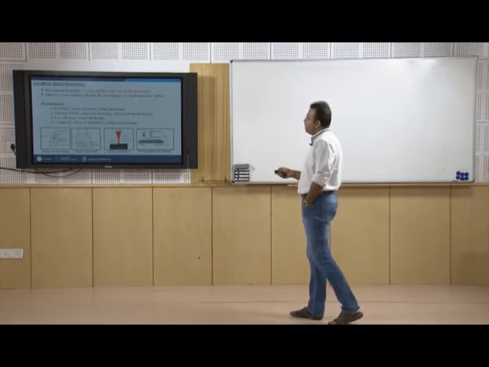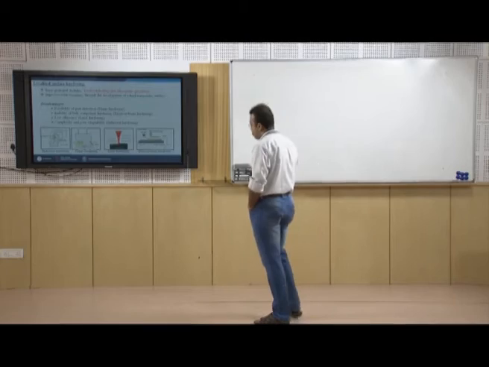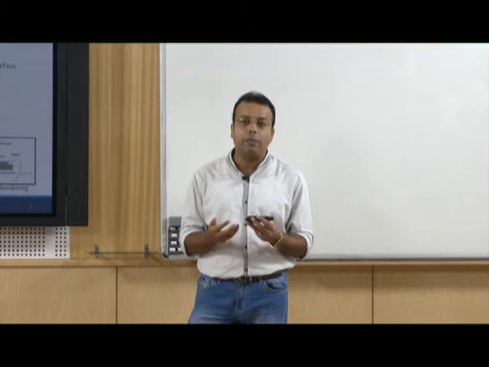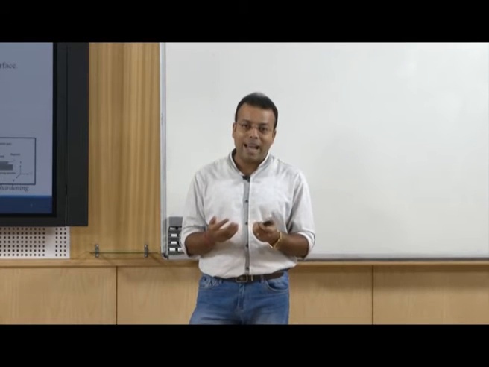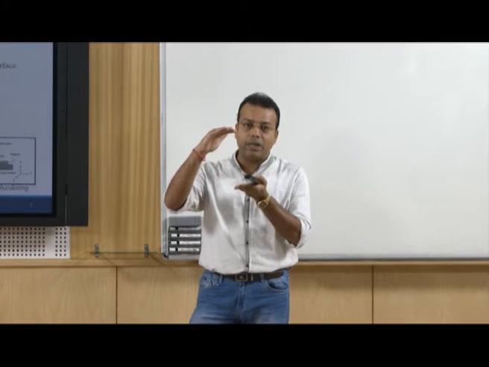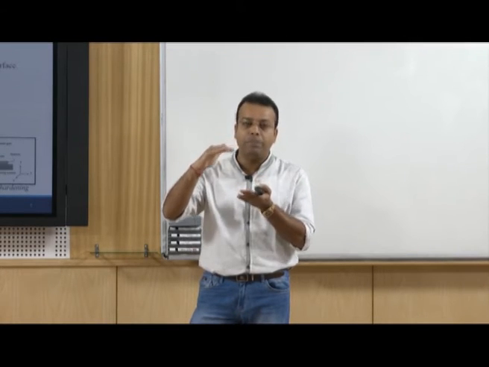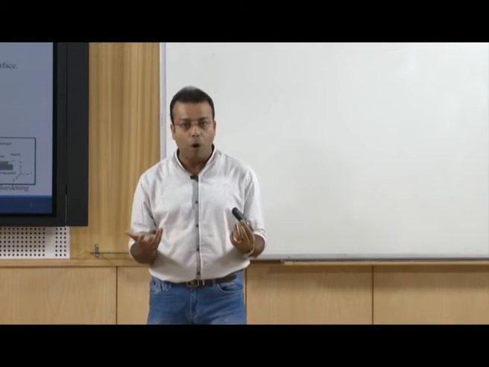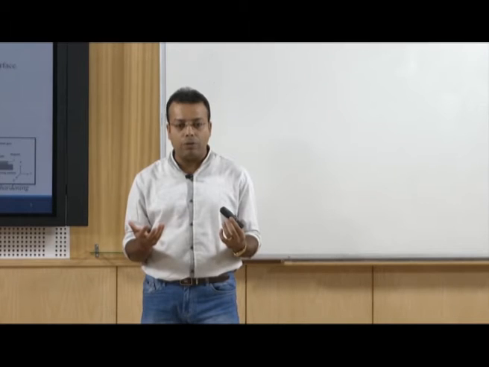The basic principle includes localized heating and subsequent quenching. Simply, we are heating the material surface, but the temperature should be lower than the melting temperature of that particular material. Sometimes it is more than the crystallization temperature of that material. So, it lies in between the crystallization temperature and the melting temperature, due to which a new crystal structure will be formed while heating.